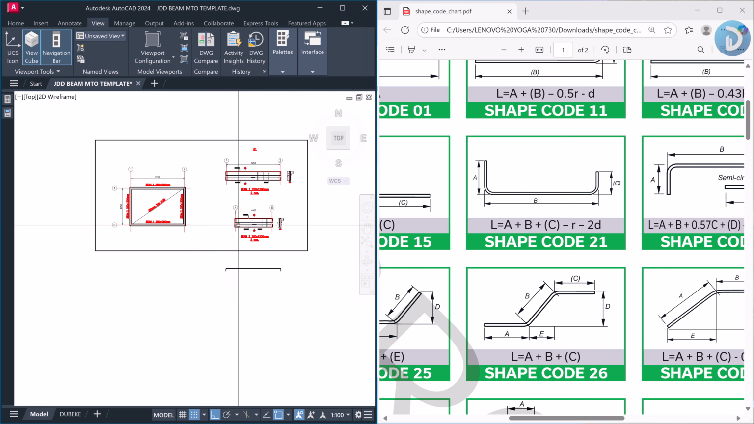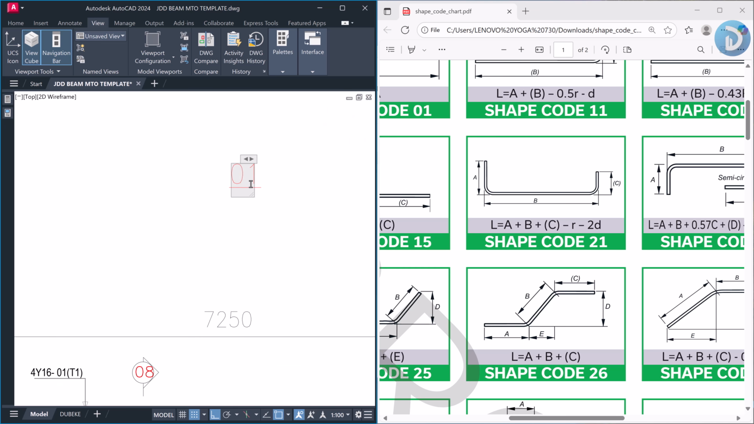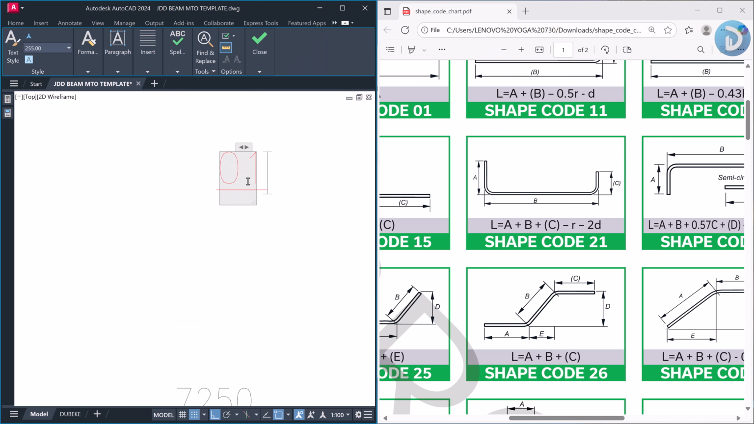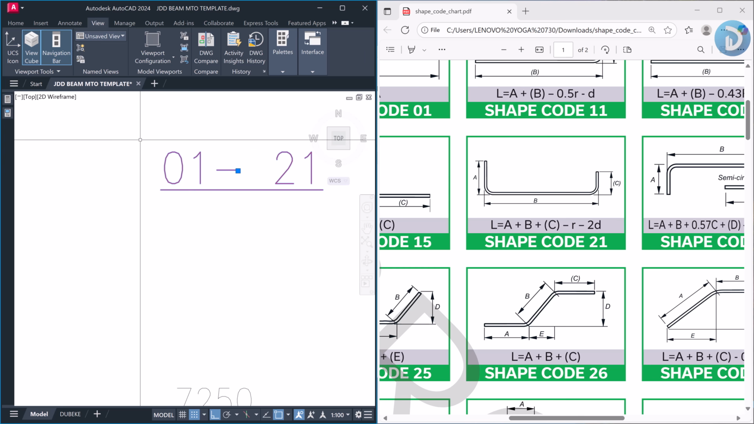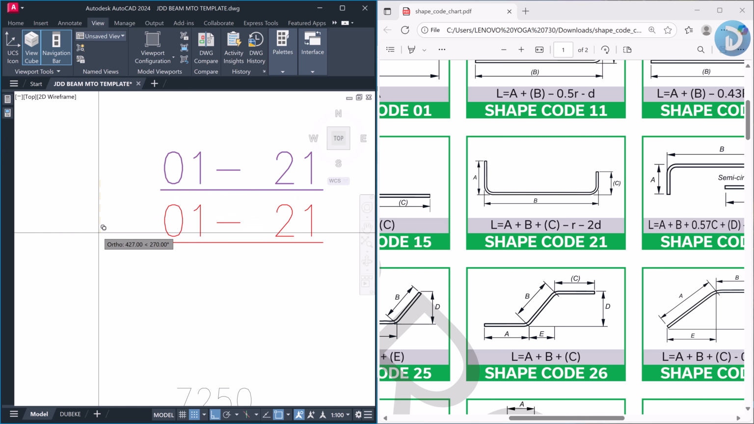All right, so we'll come back to this point and identify this shape code. Let's take this to be shape code 21. Okay, so we'll create a copy of this for the second reinforcement, which is our bar mark 02.